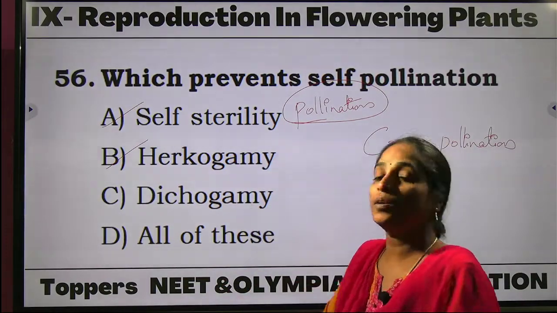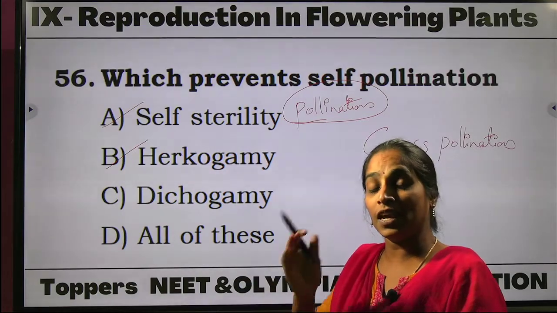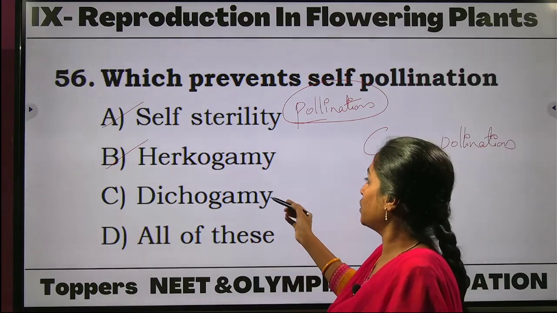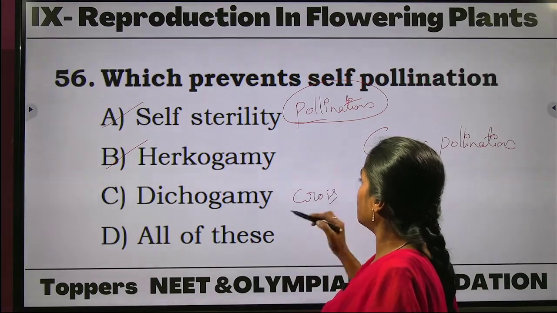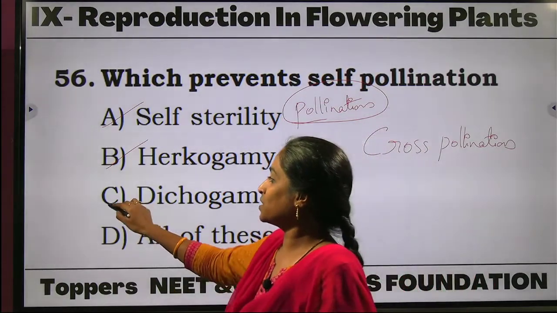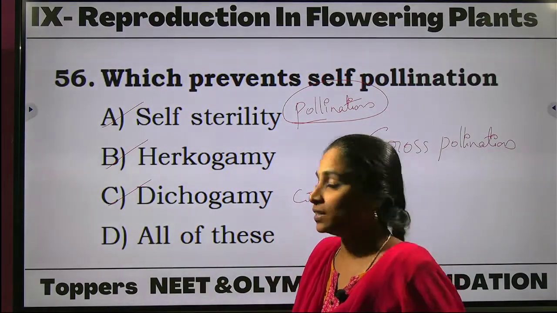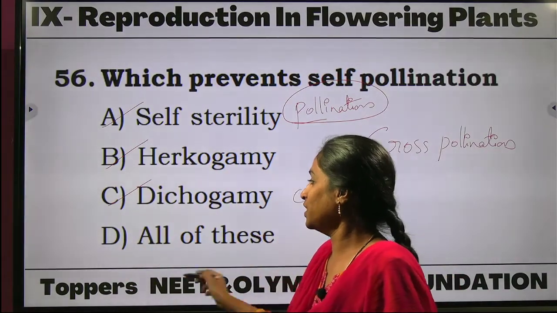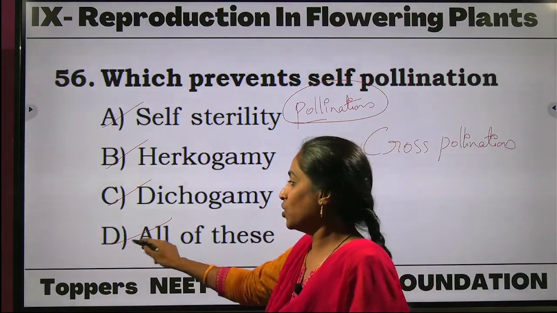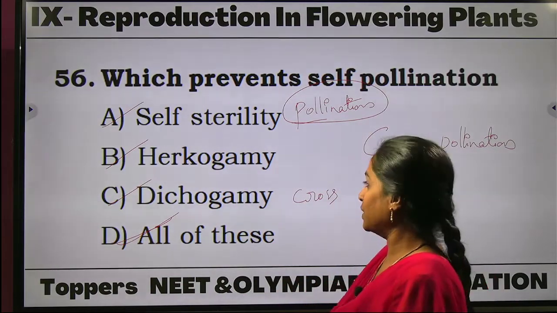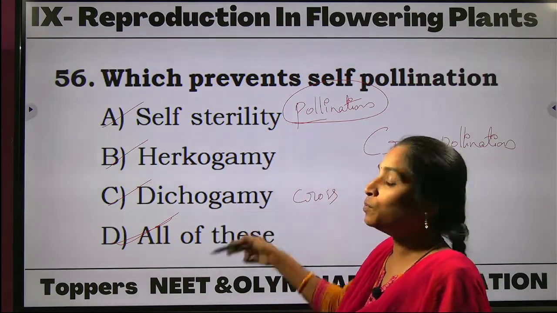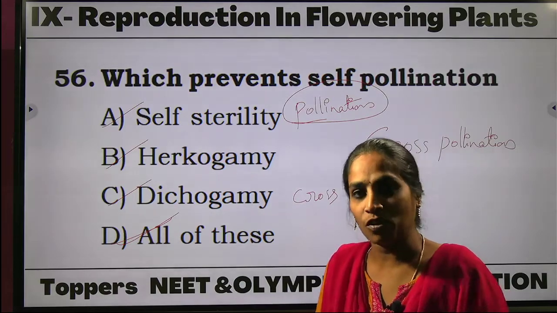And what is dichogamy? In dichogamy, the time duration of male and female maturation of the gametes differs. So here we can observe cross-pollination. This is also one of the prevention processes of self-pollination. Option C is also correct, but we can't opt for all these. So what is option D? All of these. Self-sterility, hercogamy and dichogamy are all the processes which prevent self-pollination.